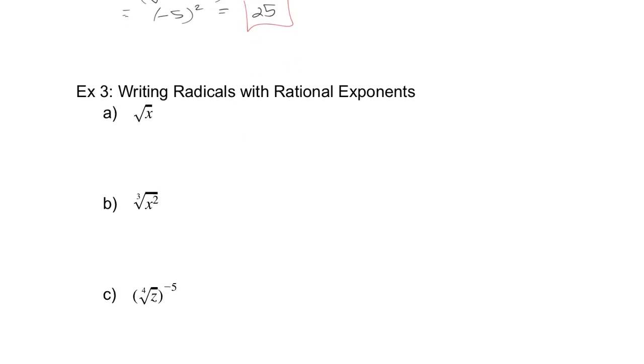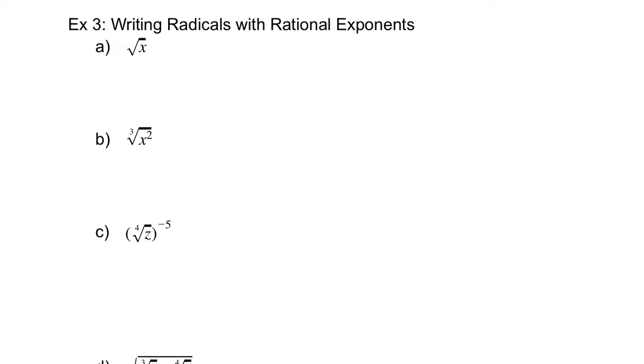All right, now let's rewrite radicals with rational exponents. If we don't write it with a 2, that is a square root. This is the same thing as x to the 1/2. So that 2 just isn't written, although it is assumed that it's there.